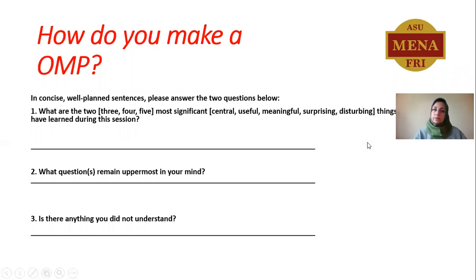How do you do it? It's easy. What you can see on the screen here is what we have adapted to show you what a 1-minute paper might look like. As you can see, it's 2 to 3 questions. And these are samples of the questions. So for example, you might be asking them, what are the most significant, essential, useful, meaningful, surprising, disturbing, whatever it is you want to ask the student. Ask them, what question remains at the top of their mind? And ask them as well, is there anything that they have not understood? So this is what an average 1-minute paper would look like.